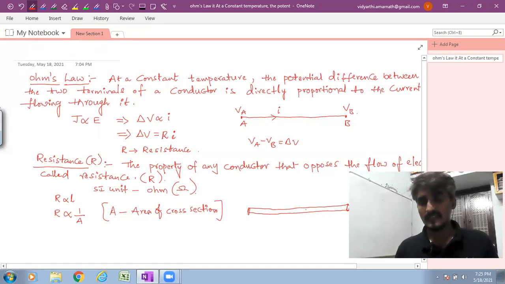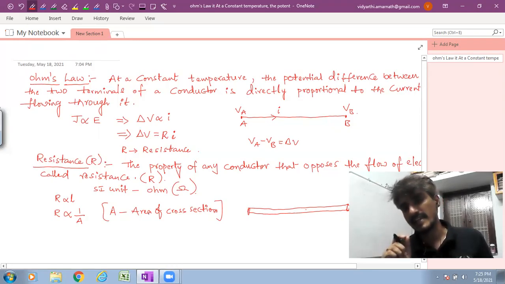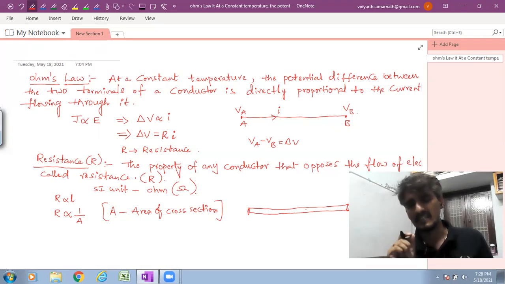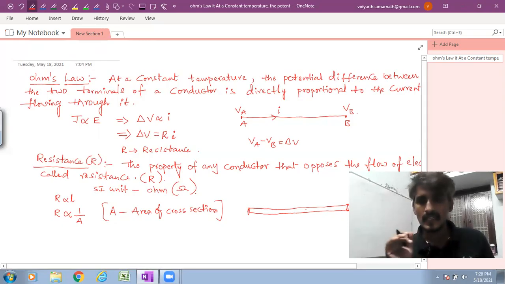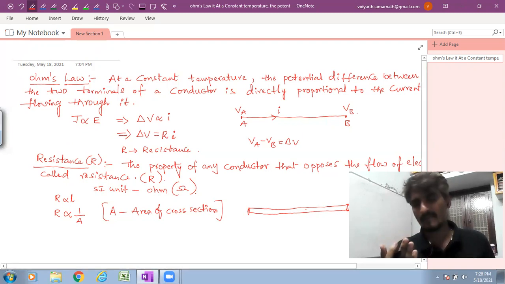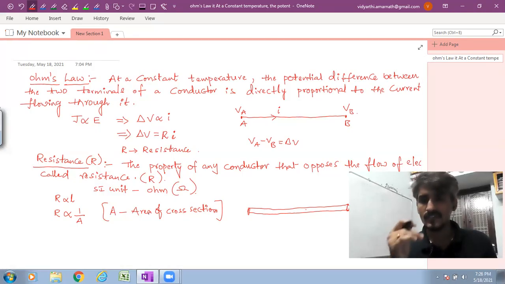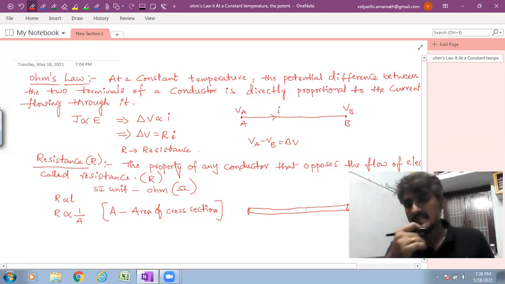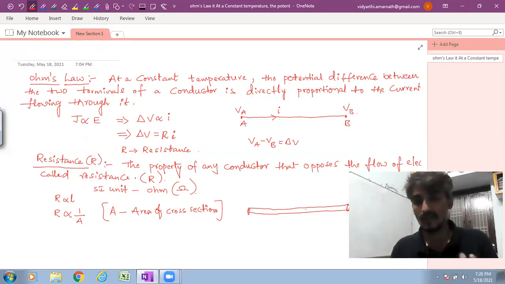What happens if cross-sectional area increases? It means that it's a thick wire. If cross-sectional area is very less, then it means a thin wire. If we take a thick wire, what happens to the flow of current? Flow of current is more. Why? Because electrons will go very easily. Means opposition will be less, means resistance will be less. Electrons can go very easily. Why? Because cross section is more.